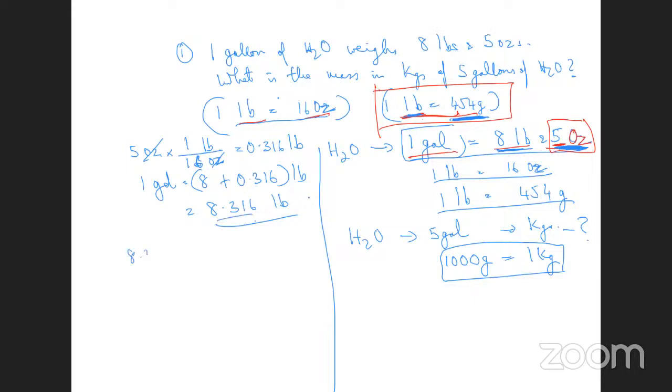Now the next step is to convert the whole thing. So 8.316 pounds. I cancel out pounds by converting to grams. I cancel out grams by converting to kilograms. Then I should get the desired value in the desired units. From pounds to grams, we have given 1 pound is 454 grams. 1000 grams is 1 kg. Now it's a matter of multiplying and dividing. So 8.6.